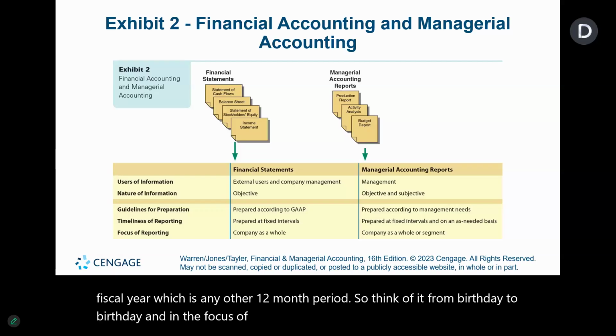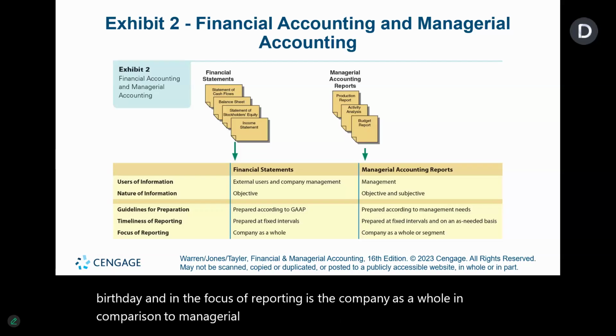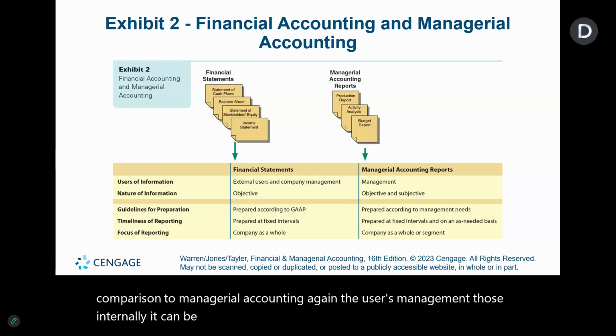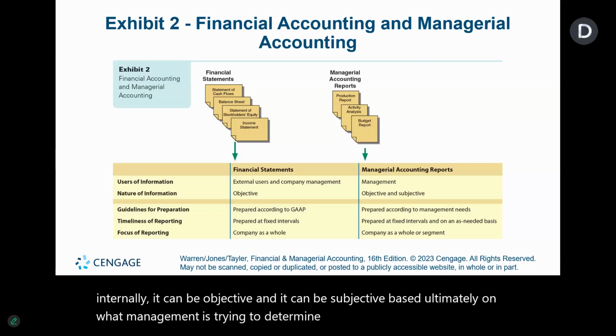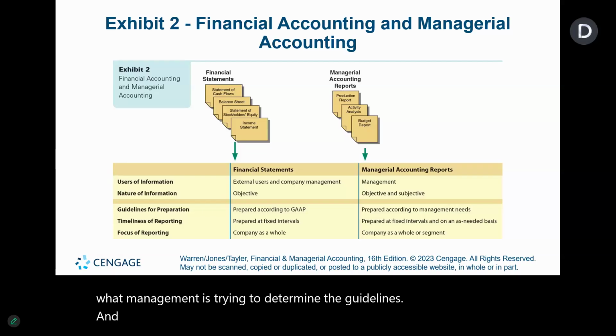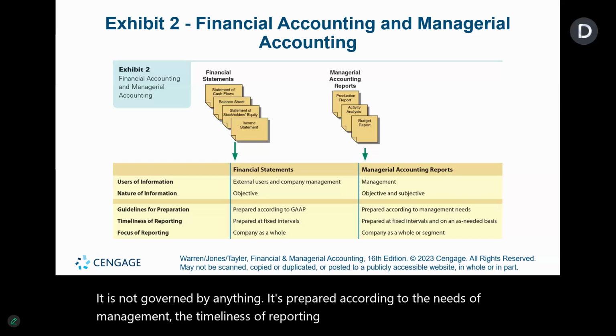In comparison, for managerial accounting, the users are management, those internal to the company. The information can be objective and it can be subjective, based ultimately on what management is trying to determine. The guidelines for preparation: it is not governed by anything. It's prepared according to the needs of management. As for timeliness of reporting, it can be prepared at fixed intervals and on an as-needed basis.